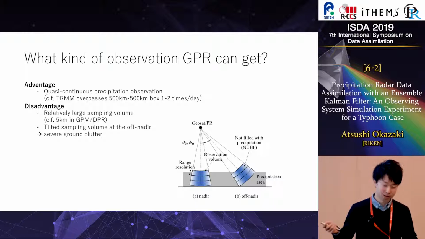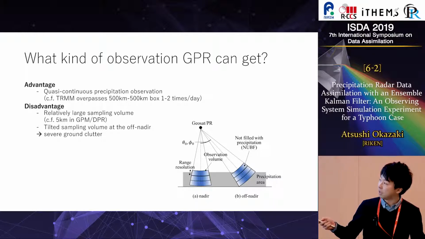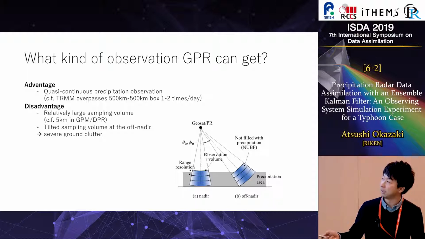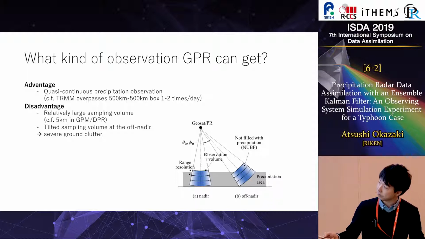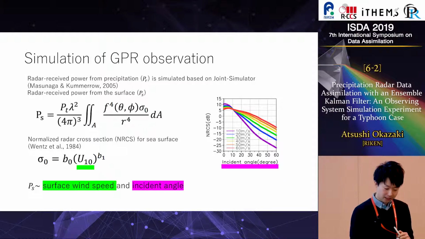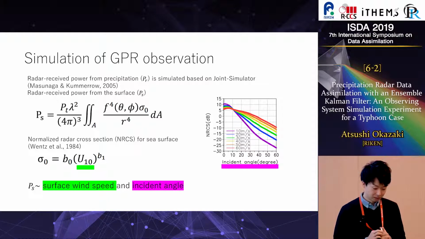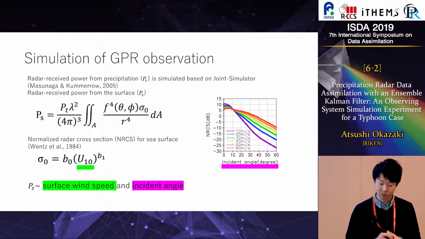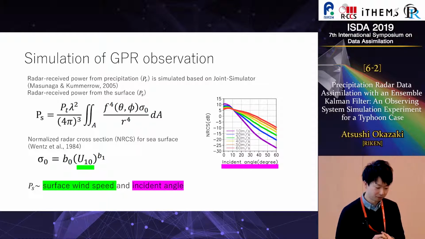And the second disadvantage is that when GPR sees off-nadir points, the sampling volume must be tilted against the Earth's surface. So these 2 points should result in severe ground clutter. So that is a disadvantage. And so we examined what kind of observation GPR can get using simulations.